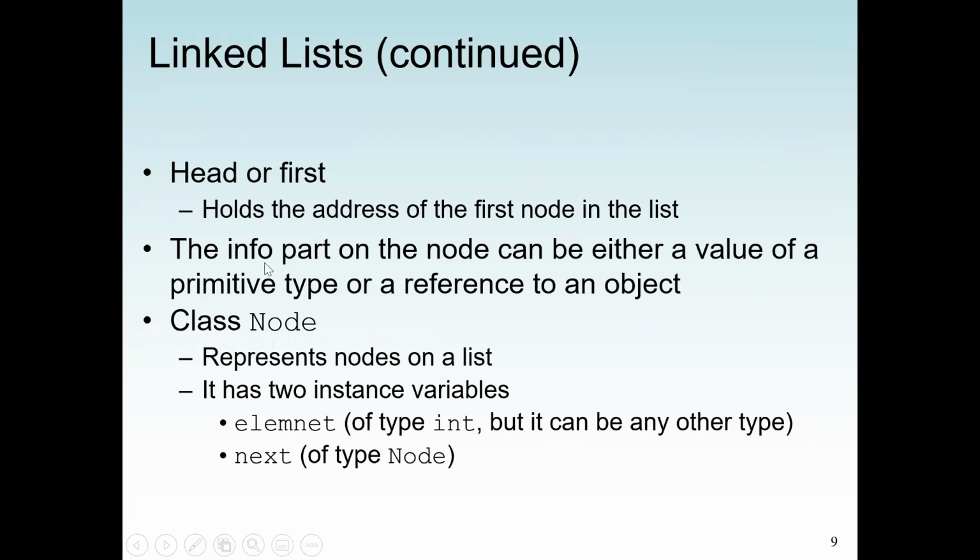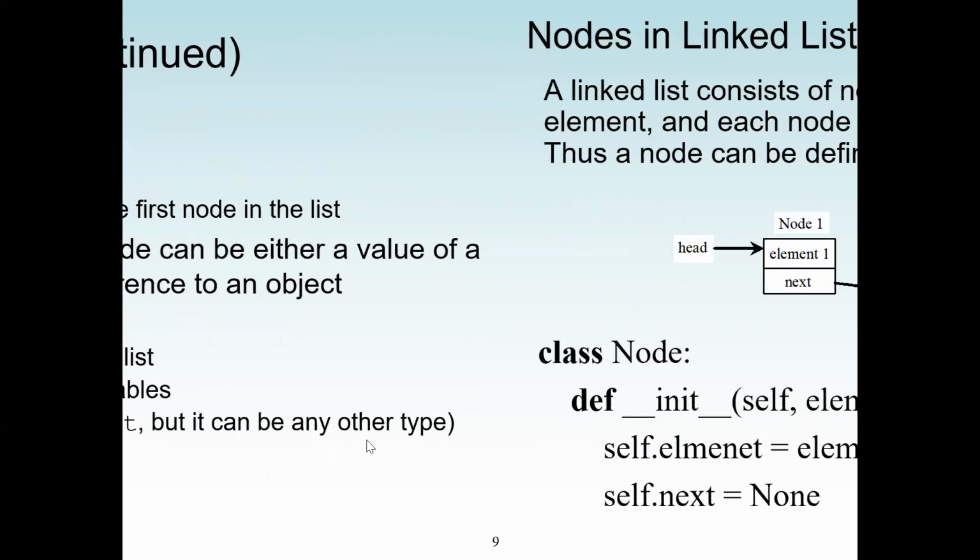Now the info part, or we can say the element on the node, can be either a value of a primitive type, or it can be a reference to an object. So we may have a class named node, which represents a node on a list, and it has two instance variables: the element, which will be where the information will be, and also the next, which will tell us the address of the next node.